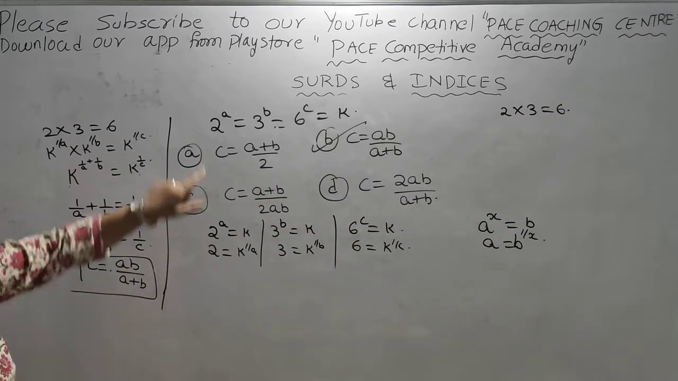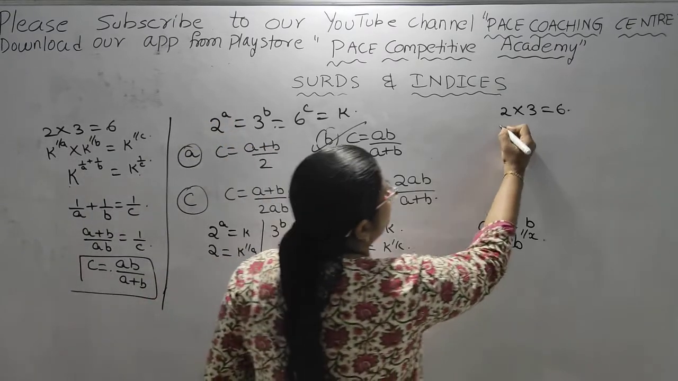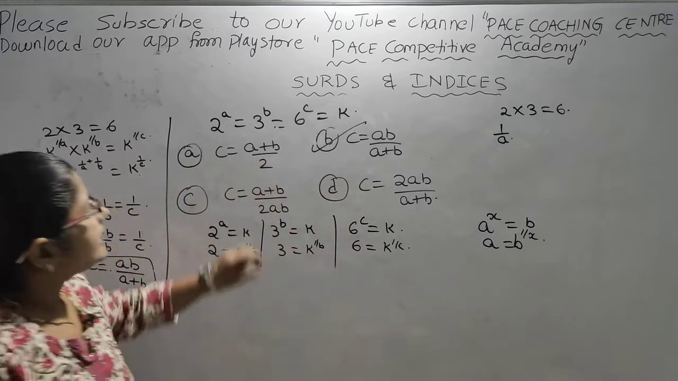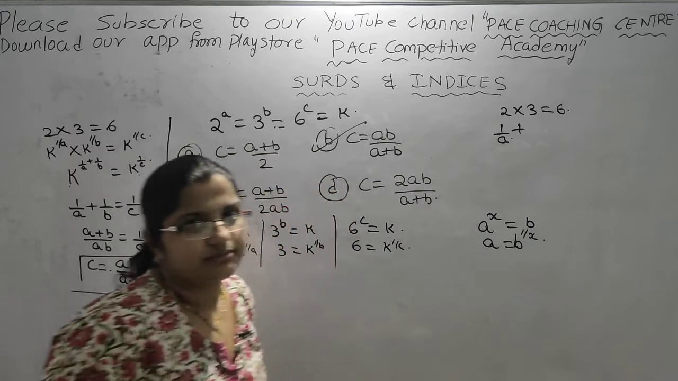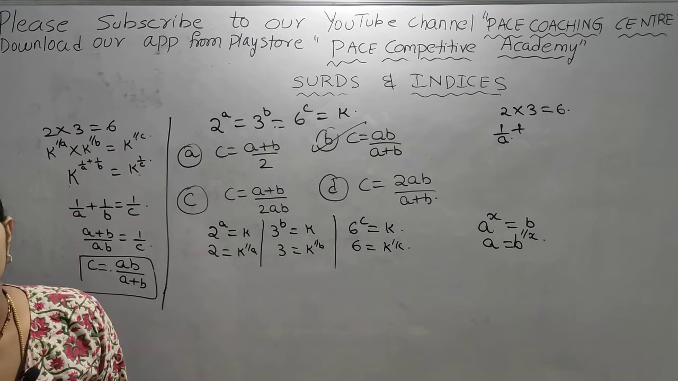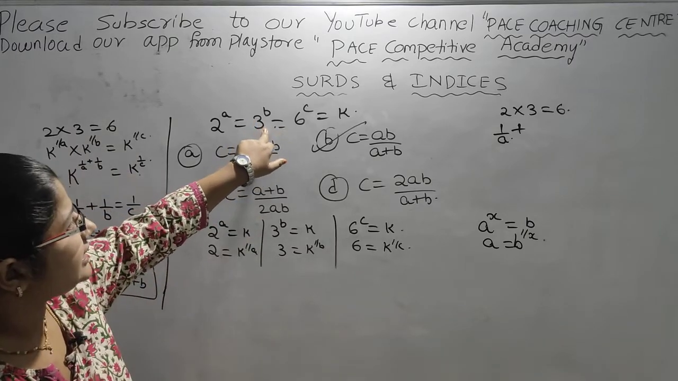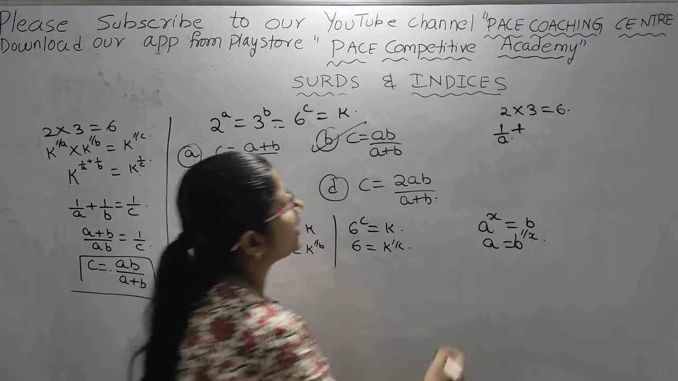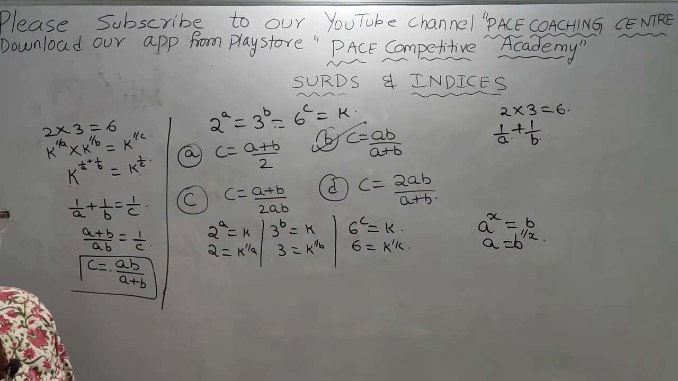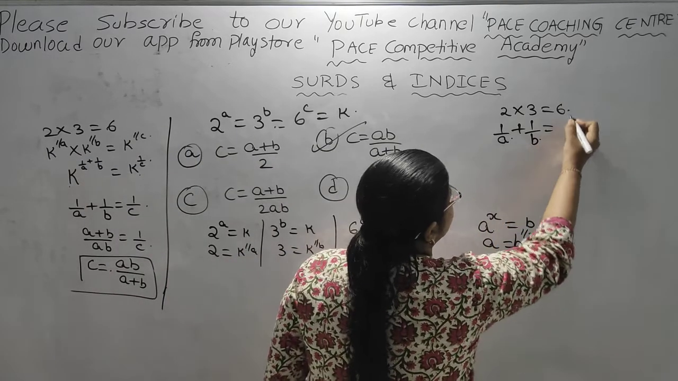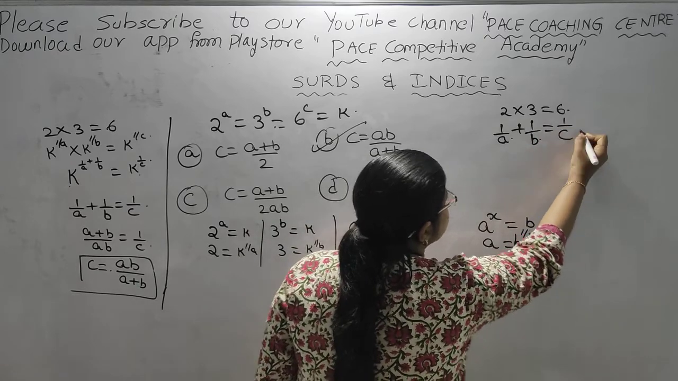So the power of 2 is a, so we will write 1 by a here. Instead of multiplication, we will convert it into addition. If it is division, we will convert it into subtraction. Similarly, in place of 3, we will replace it by 1 by b. The power is b, so we will do the reverse, that is 1 by b. Similarly, in place of 6, we will write 1 by the power, which is nothing but c.